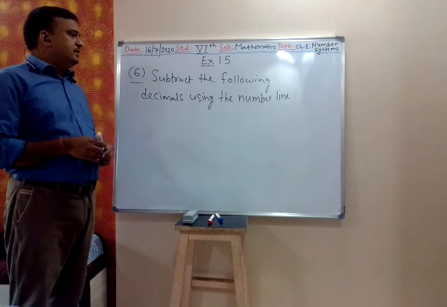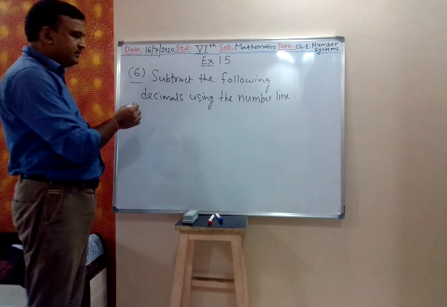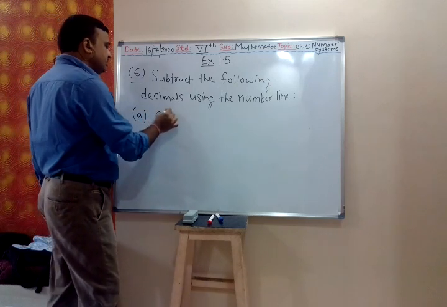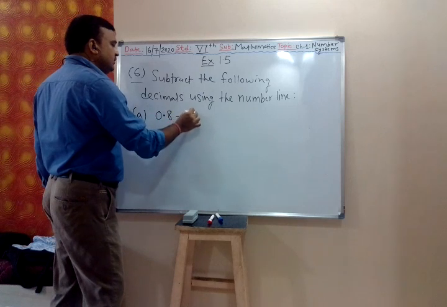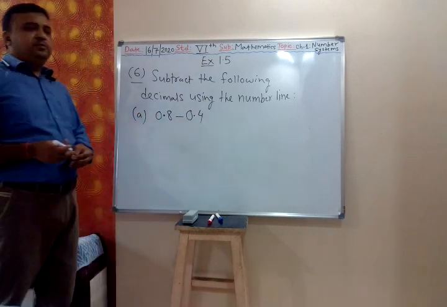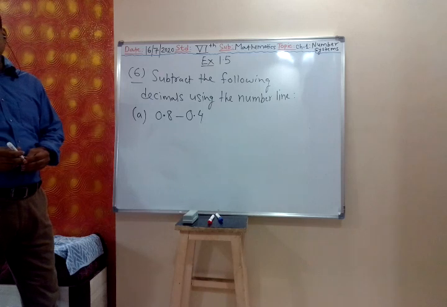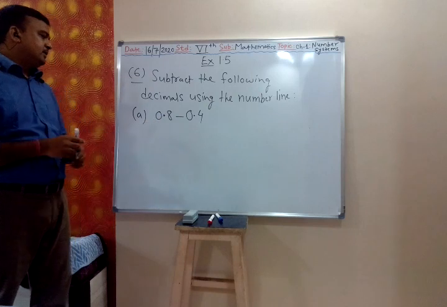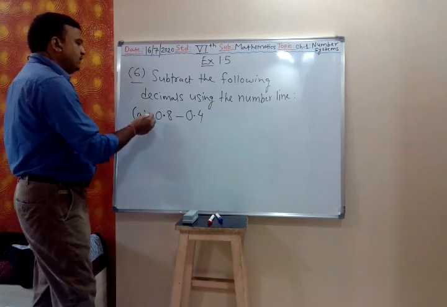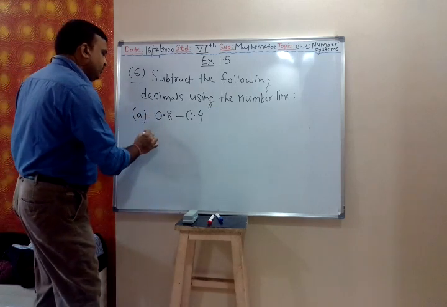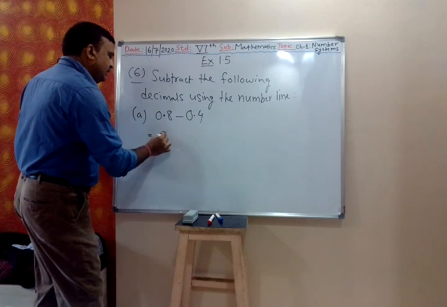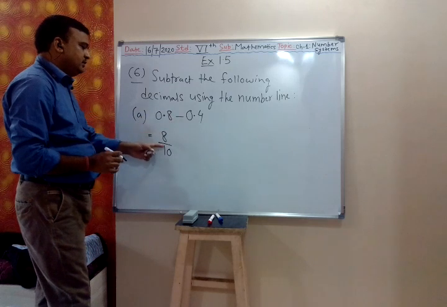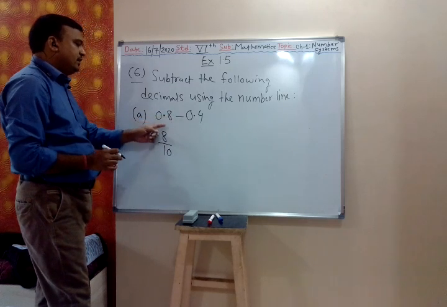Subtract the following decimals using the number line. First, A: 0.8 minus 0.4. We want to subtract 0.4 from 0.8. So we can write 0.8 as 8 upon 10, because after the decimal there is one digit.